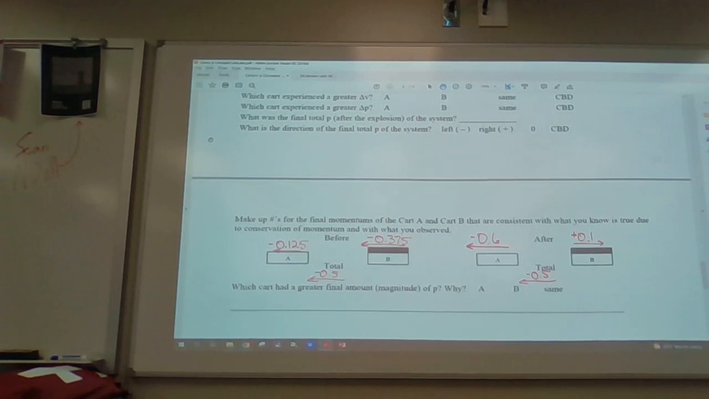It's always going to be the same if the change in momentum is the same. What is it when you're saying the magnitude of the change is the same? Yes, but this is asking for the final amount. Do you see the difference there? Will it still be the same? Same change, same final?